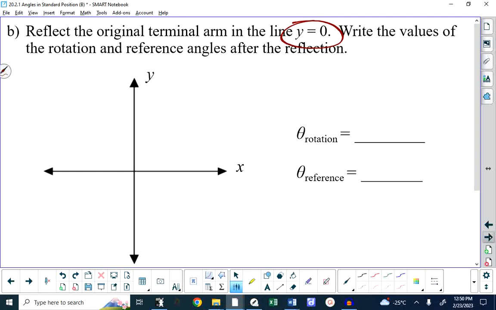We're told we're going to reflect the initial arm, and if you like, you can redraw the initial arm here. I think it's not a bad idea. This is the initial arm. I'm going to say this is the original rotation angle termination. We're going to reflect it in the line y equals 0. And the question is, what is the line y equals 0? Yeah, it's the x-axis.